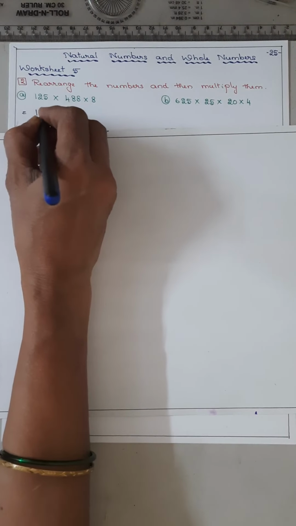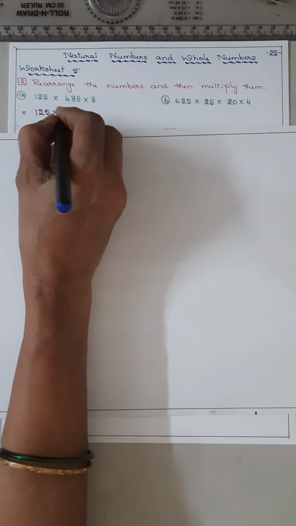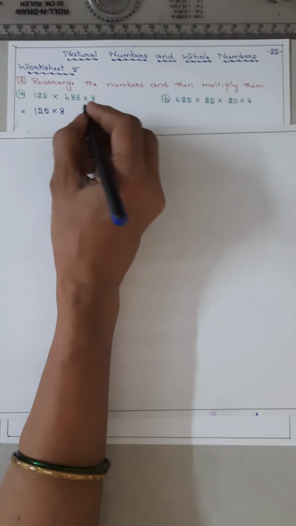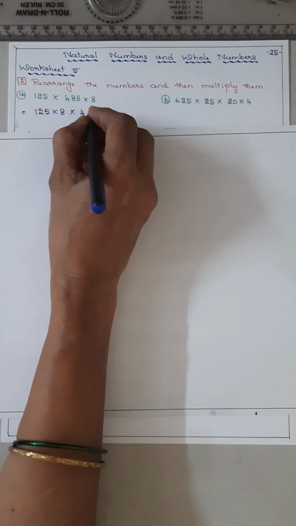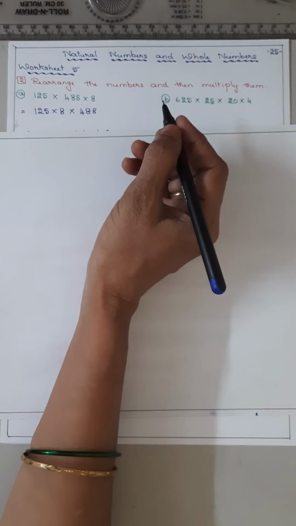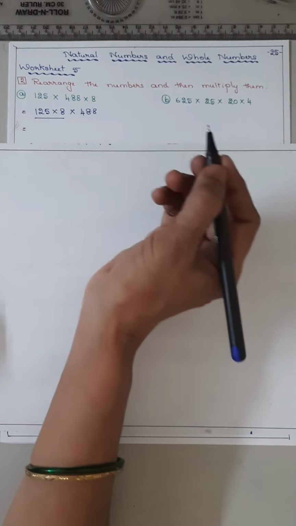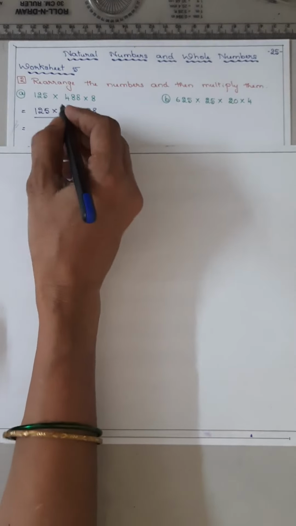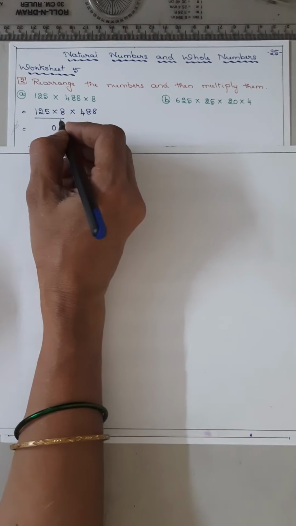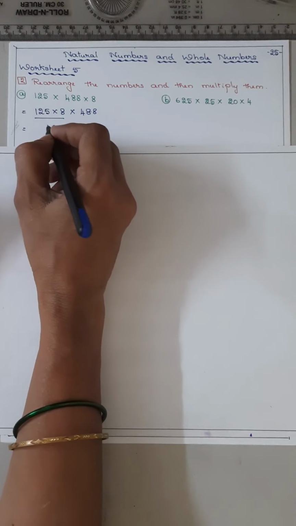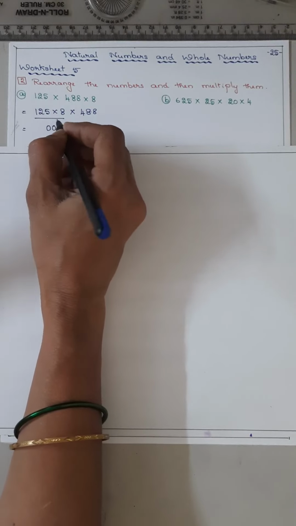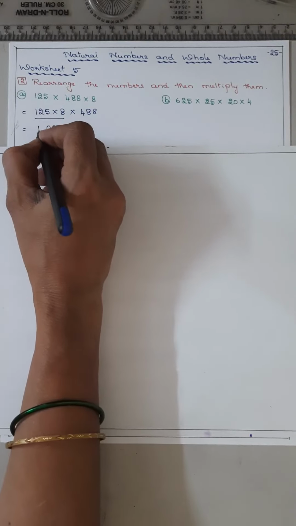125 into 8, write first, then 488. Why? We will see now. Now underline 125 into 8. 8 5s are 40. 8 2s are 16 plus 4, 20. 8 1s are 8, 9, 10.